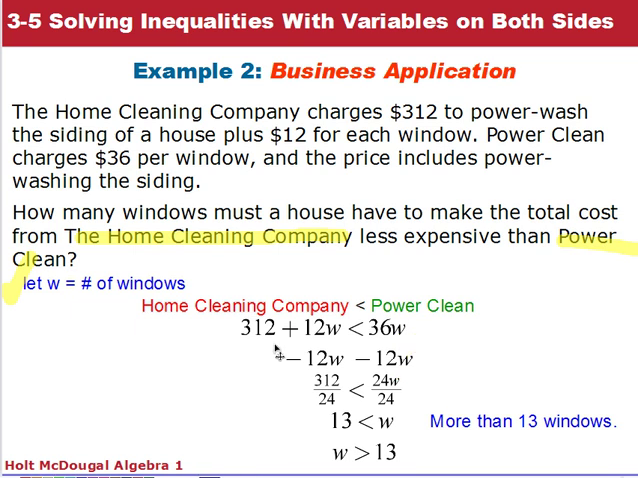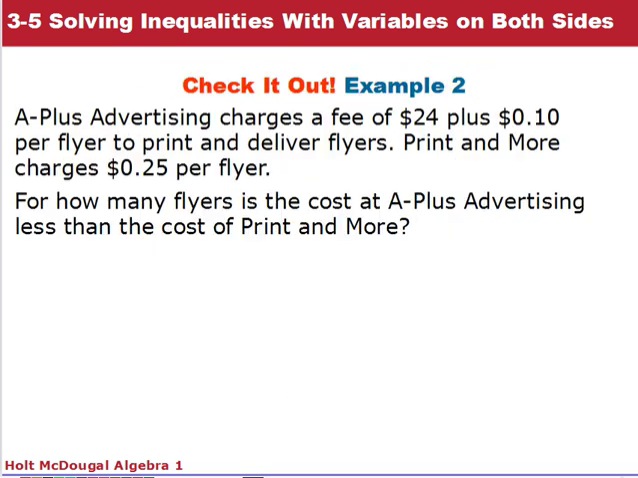Now we're into an inequality. 36 is larger on the right-hand side, so subtract 12w from both sides, leaving 312 is less than 24w. Divide both sides by 24, resulting in 13 is less than w, or, with the variable on the left, w is greater than 13, which means our solution to this problem is more than 13 windows, and then it's going to be less expensive. Now it's your turn to check it out.